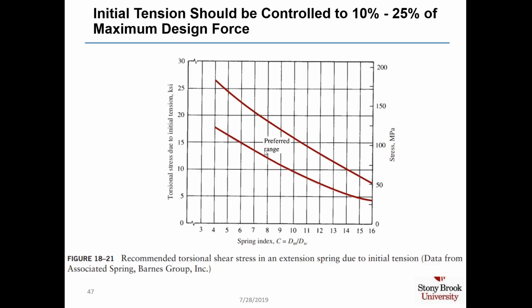Initial tension should be controlled to 10 to 25% of the maximum design force. And to do this, we plot a curve of the max and minimum torsional stresses due to the initial tension as a function of a spring index C. And the idea is that your design should have a torsional stress due to initial tension somewhere in this range between the two lines.